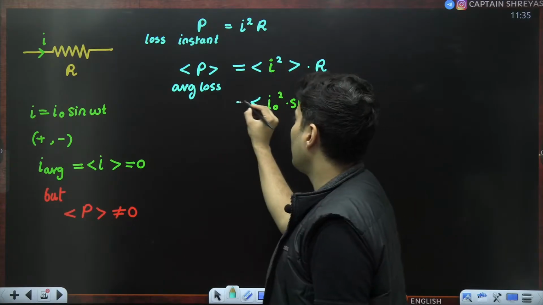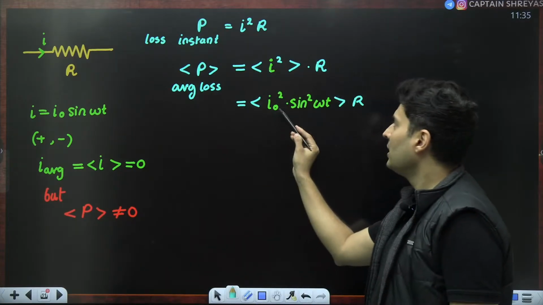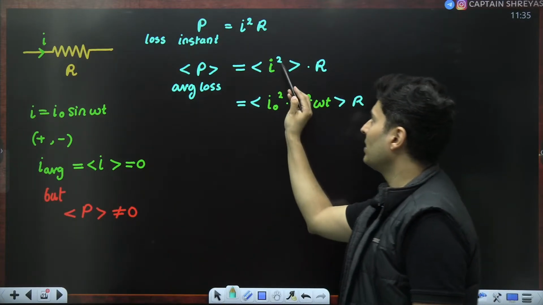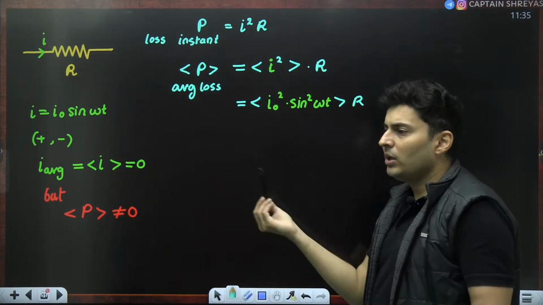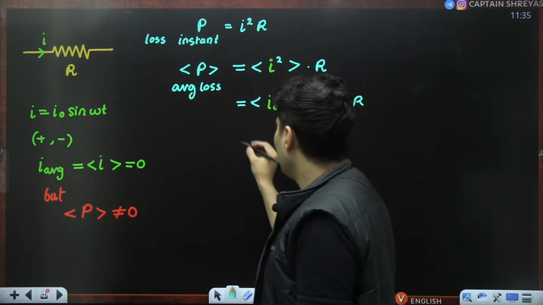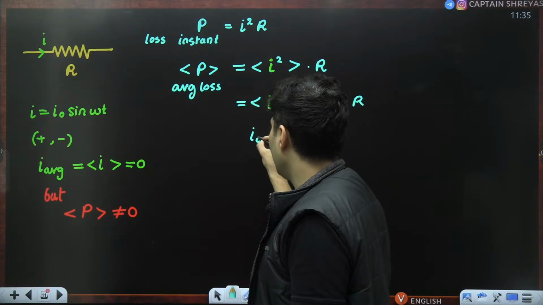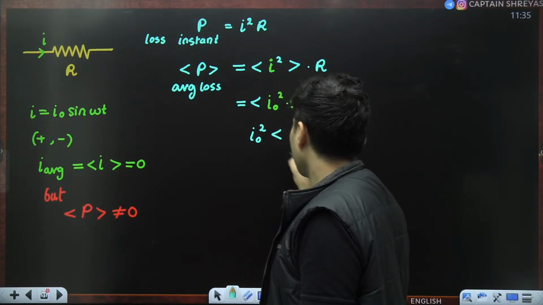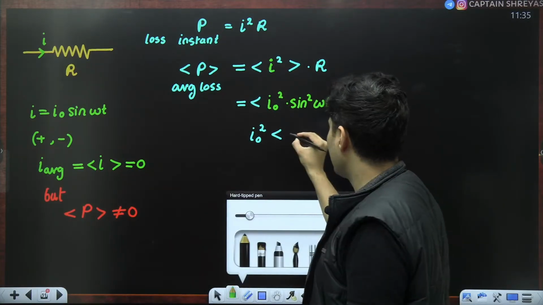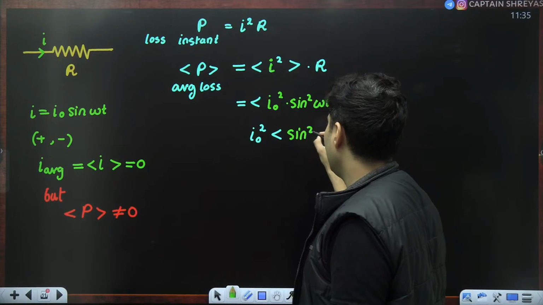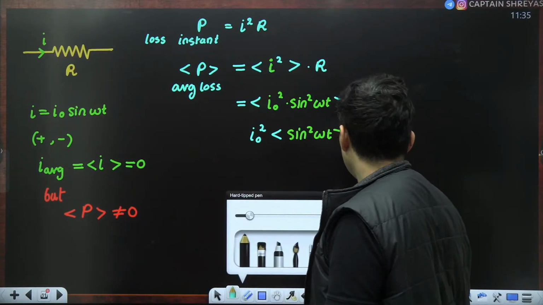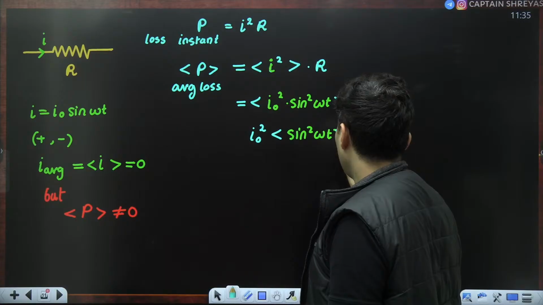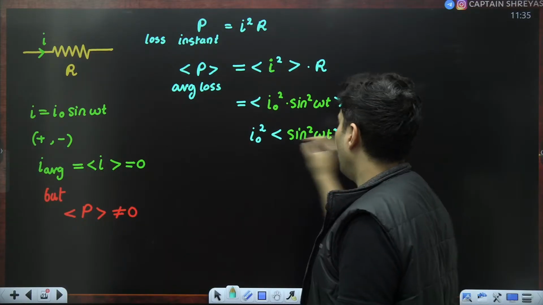This guy's average you have to find. Instead of I, I have put I naught sine omega t, but because of that square, I have squared both these things. I naught is a constant, so bring it outside: I naught square. What is remaining inside? You are remaining with only sine square omega t, correct, into R.